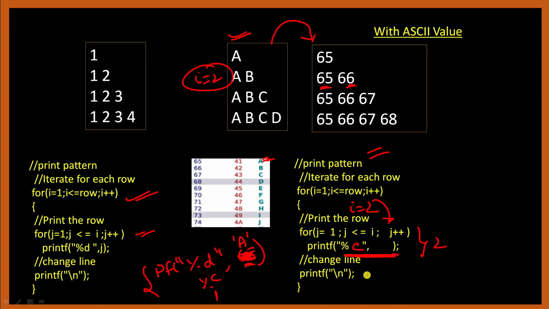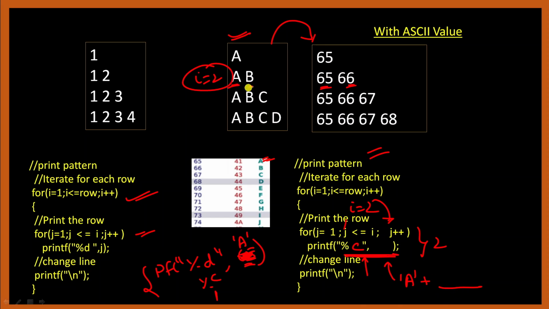Now percent c is there, that is okay, because we have to print A, B, C finally. We do not have to print 65, 66. Now if I write A, because the starting is done by A only, what should I add to this so that I can get A for j equals 1?